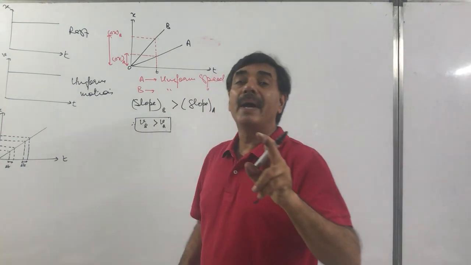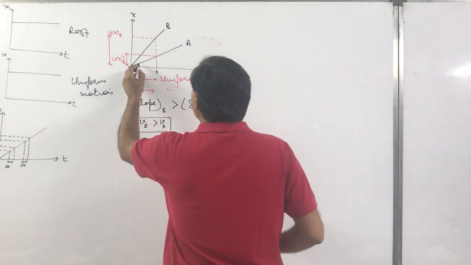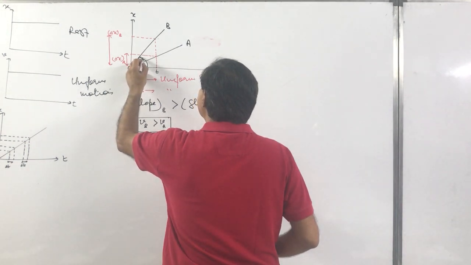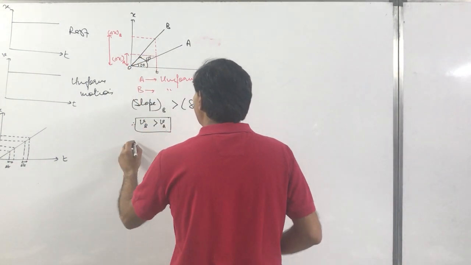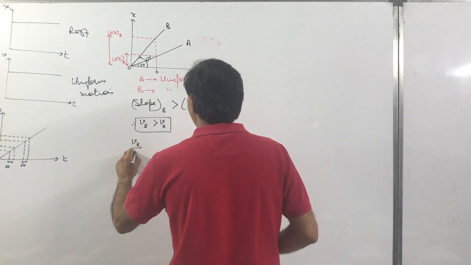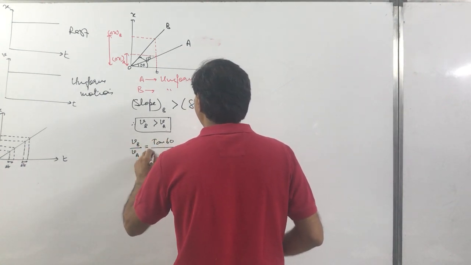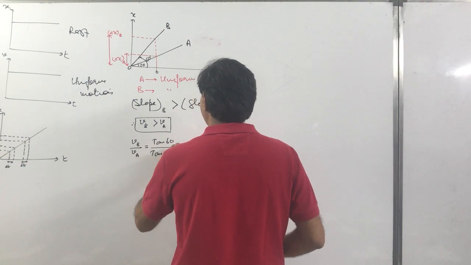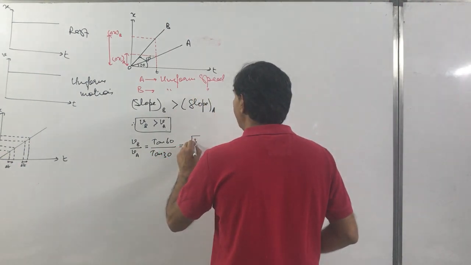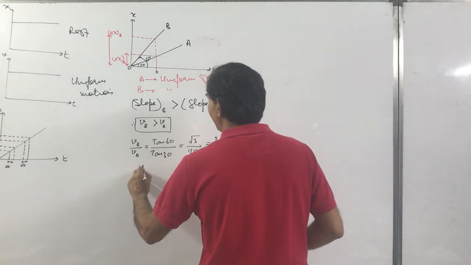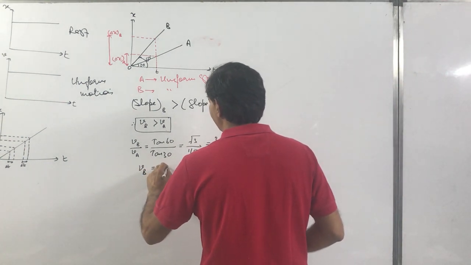And slope is given by tangent theta. Let me say this angle is 30 degree and this angle is 60 degree. The ratio of the velocities VB over VA is tangent 60 upon tangent 30. Tangent 60 is root 3 and tangent 30 is 1 by root 3, so the ratio equals 3. It means the velocity of B is 3 times the velocity of A.